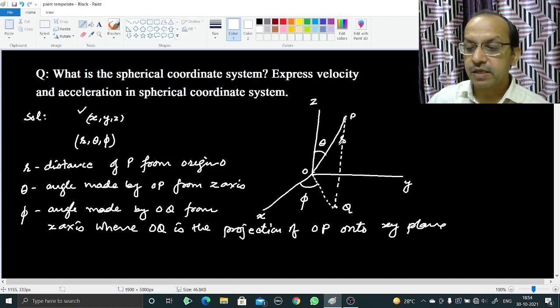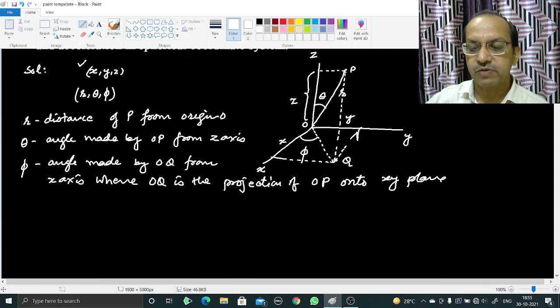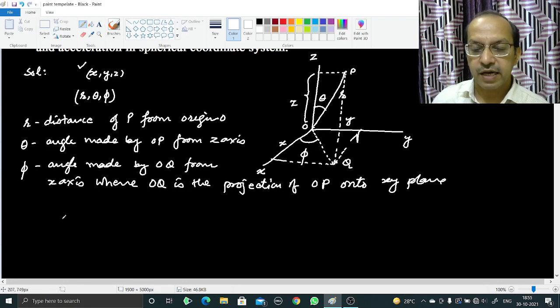Now this distance is r. What are the x, y, z coordinates? This coordinate will be z, and the projection of OP on xy plane, that is OQ, will have xy components, and you can say this distance will be x and this component will be y. So now we can write the relation between xyz and r theta phi. So x equal to how much, y equal to how much, z equal to how much. The easiest is the z one, which is r cos theta.